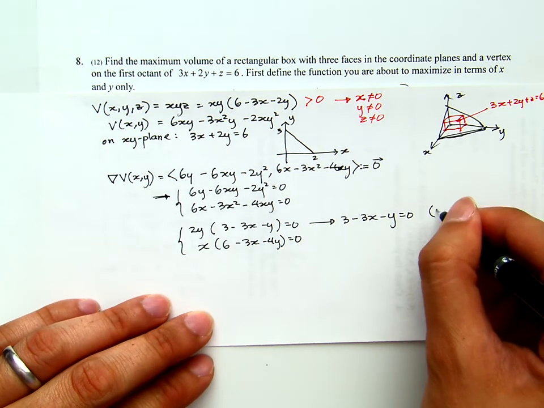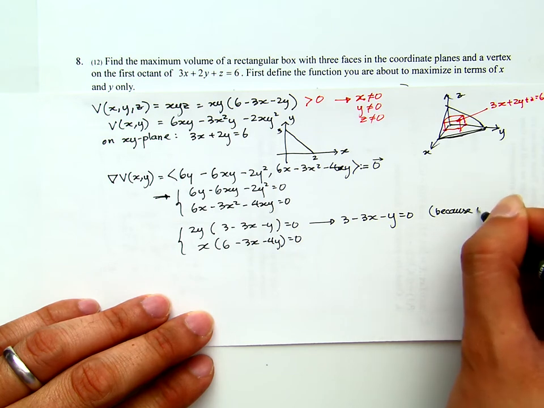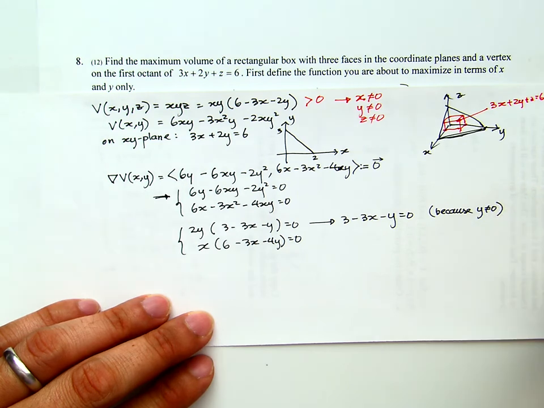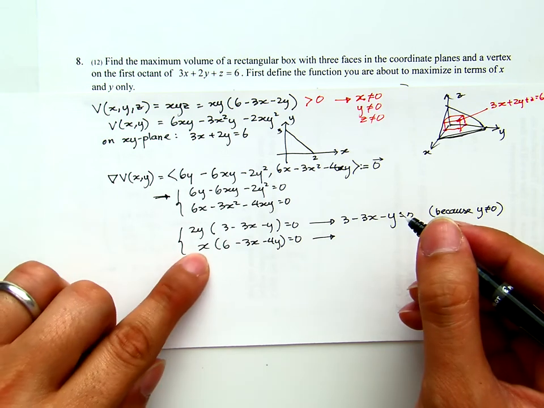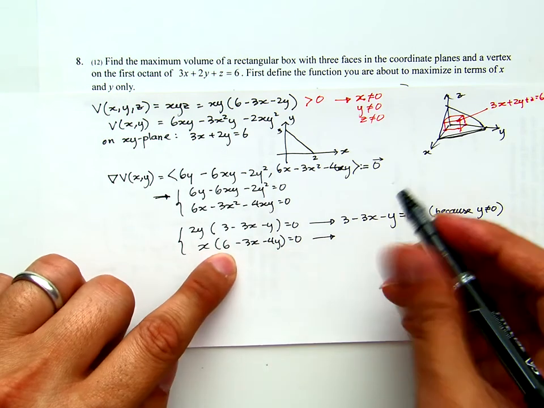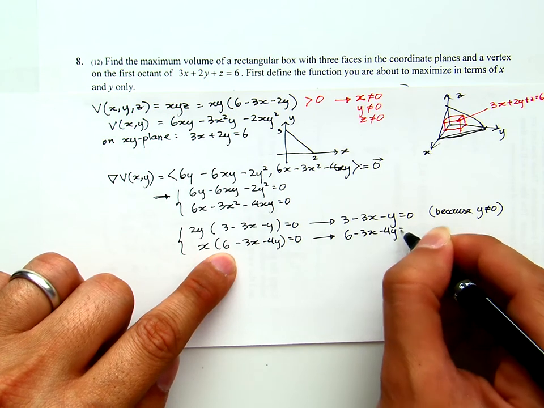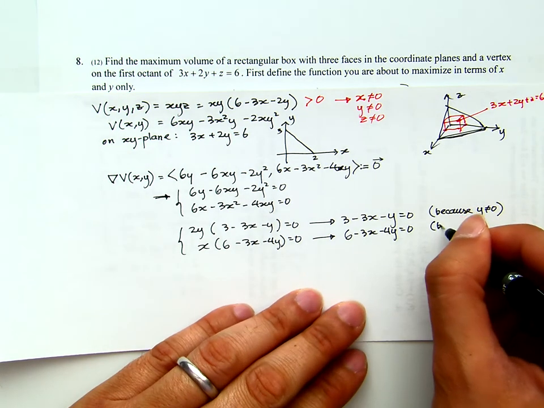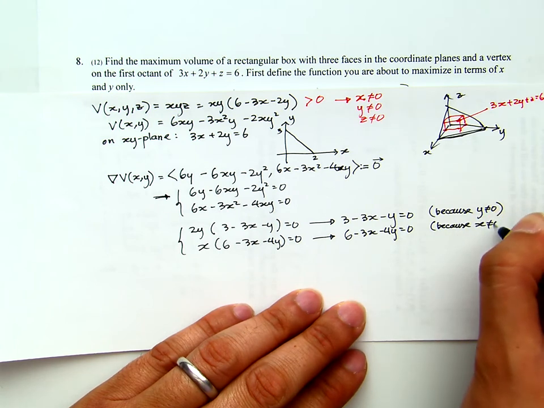Right, y should not be 0. Likewise, with the same argument, in the second equation, because x will not be 0, then it must be the second factor that is 0. Right? Because x is not 0.